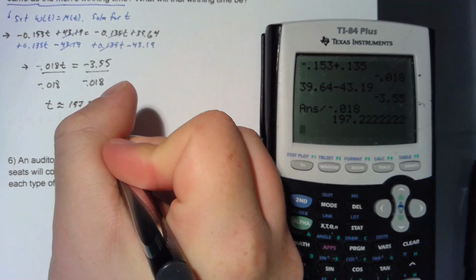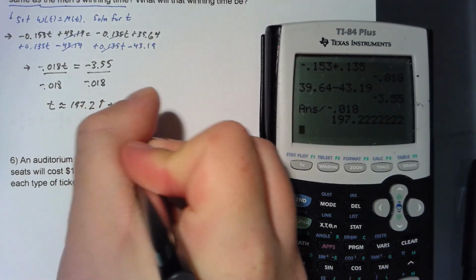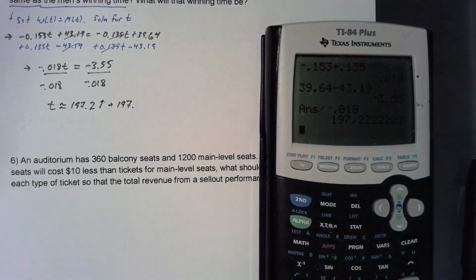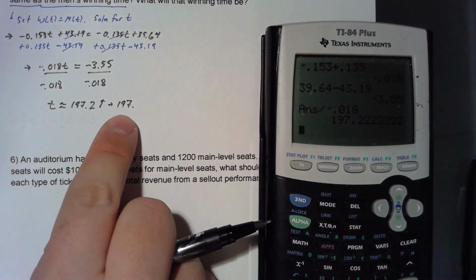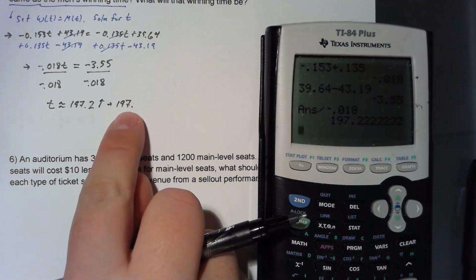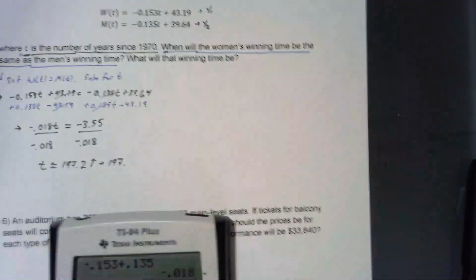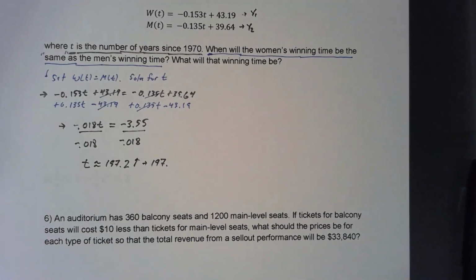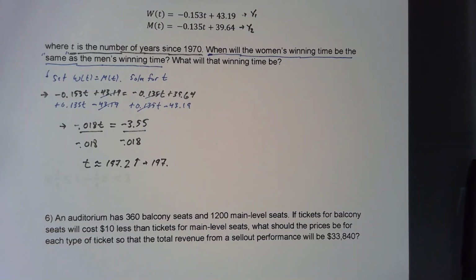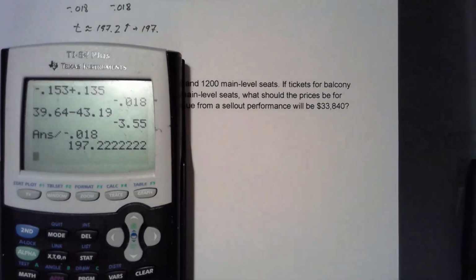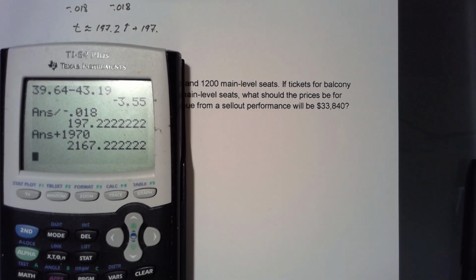So I'll round that up to 197. So remember, this is the number of years since 1970, right? So if that's the years since 1970, you're going to add 197 to 1970, which gives you the year 2167.